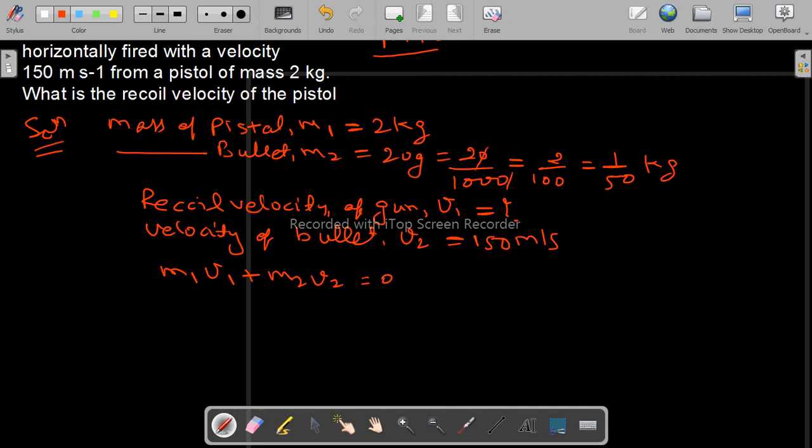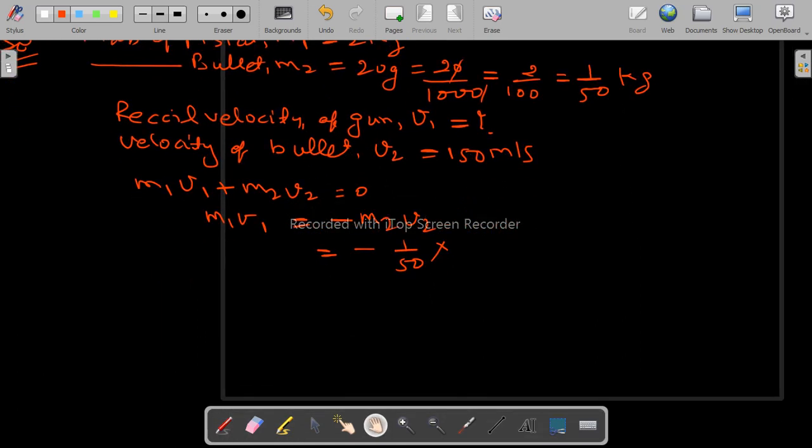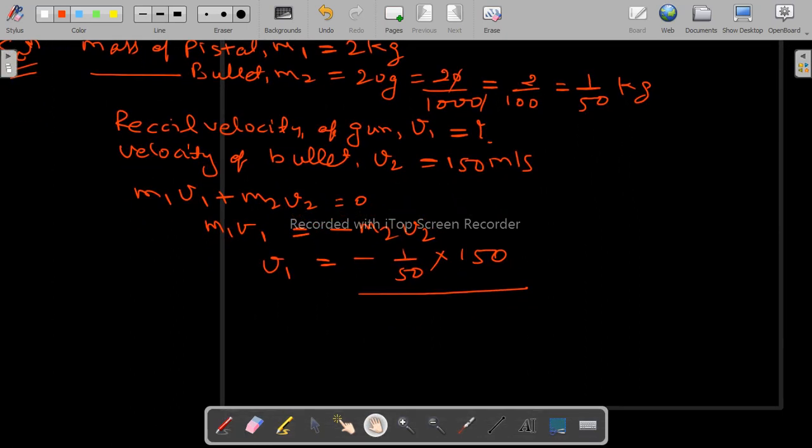Okay, so we have used that statement directly. m1 is the mass, and we have to find v1, the required velocity. So m1 v1 will be equal to minus m2 v2, and m2 is 1 by 50 here. v2 is the velocity of the bullet, which is 150, and this is v1. m1 will come in the division here, and m1 is the mass of the gun, which is 2 kg.